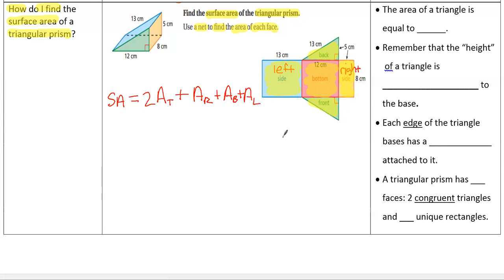Okay, so far so good. So I'm going to make my little line which divides my left and right sides of the equation. This is going to be surface area every time on the left side. Okay, 2 times the area of a triangle.